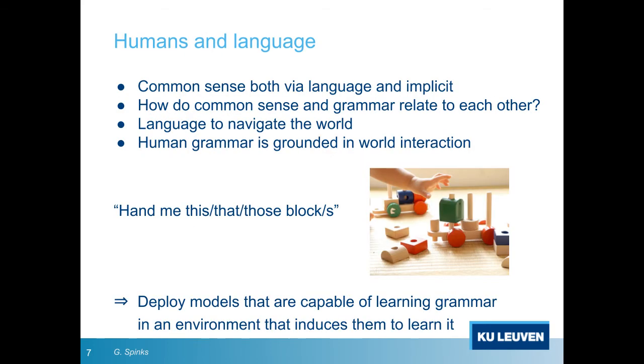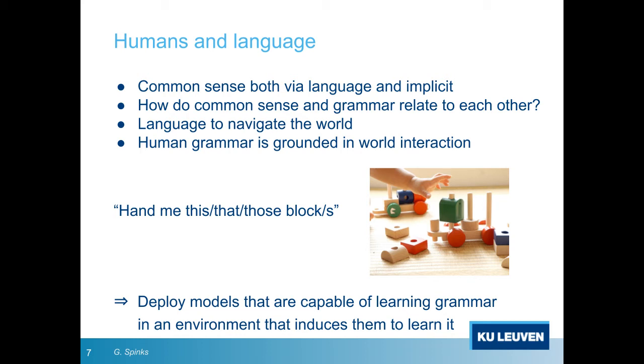While common knowledge is often implicit in communication and most likely results from world interaction, humans do use language to transmit complex information that relates to the world. It is therefore sensible to study how grammar and common sense relate to each other. We posit that making oneself understood is a task that humans learn as part of the objectives in everyday life, and thus human grammar is grounded in world interaction too.